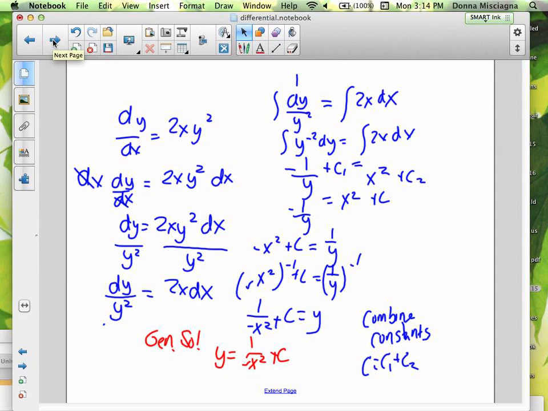So in the other problem there, I multiplied both sides by y and then divided both sides by x squared. This problem here, instead, I raised both sides to the negative 1 power. So if I raise it to the negative 1 power, this now becomes the reciprocal. This becomes 1 over negative x squared plus c, and now 1 over y becomes y. So just a slightly different way to get your general solution.